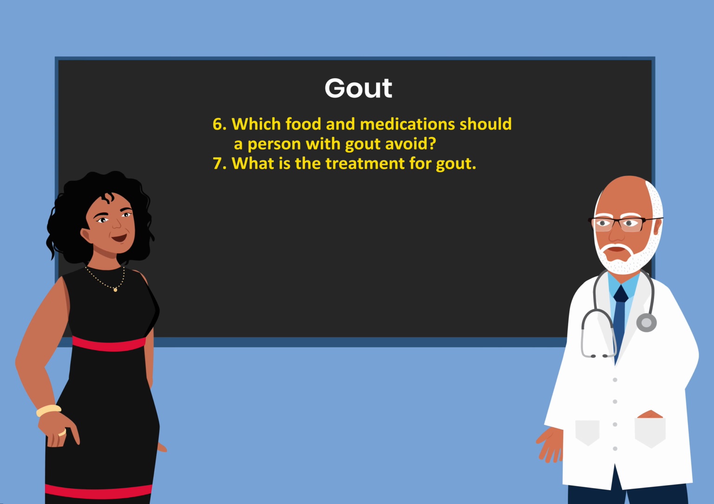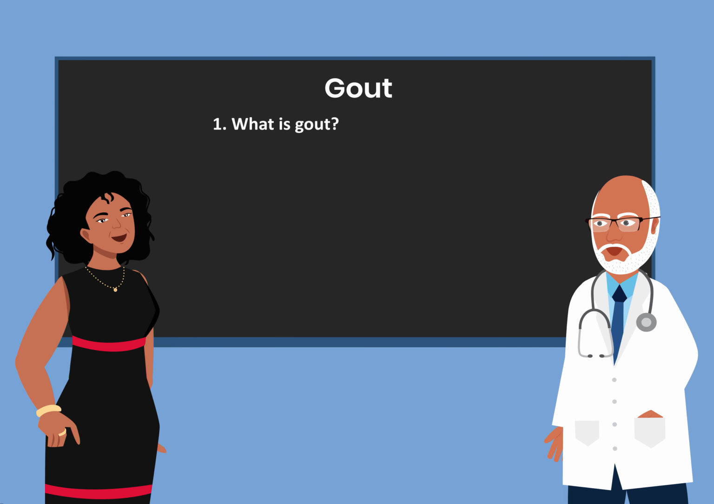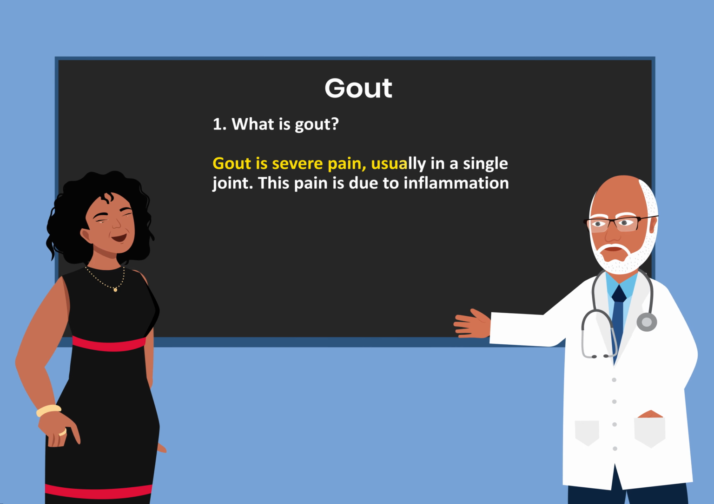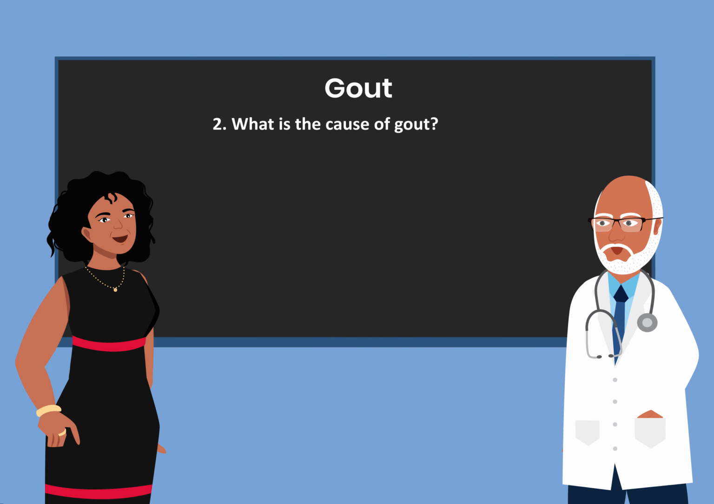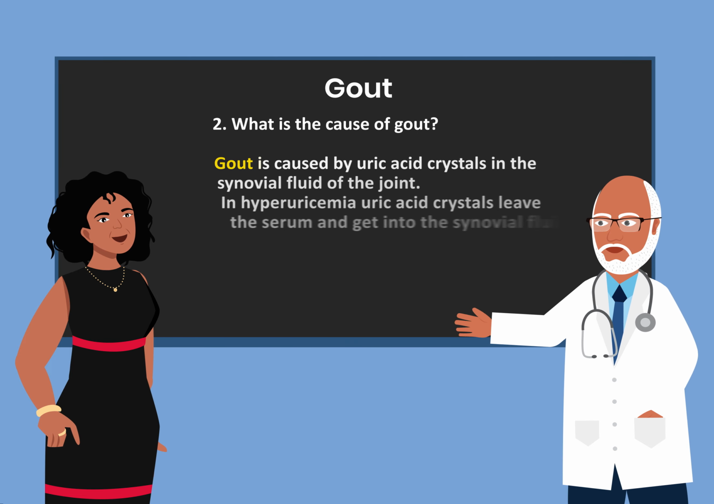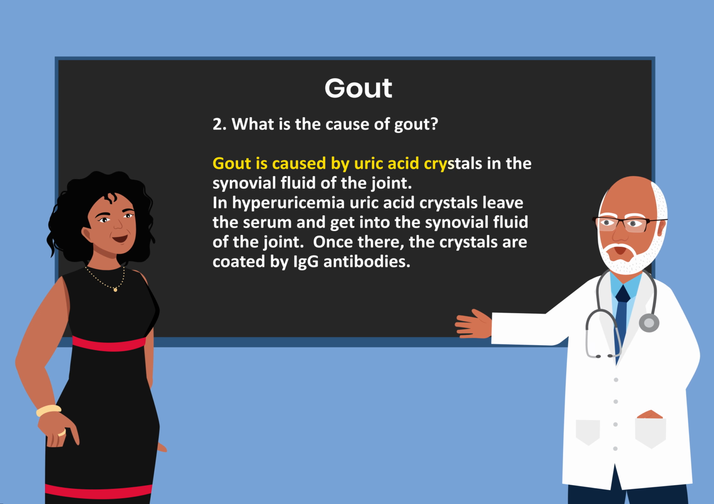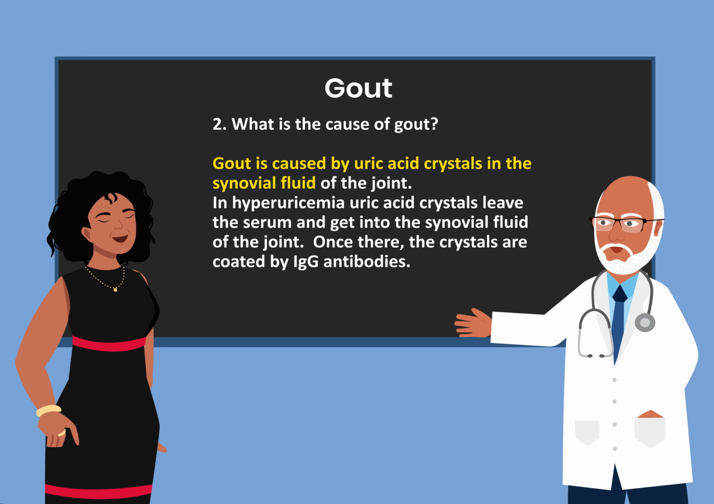Let's begin. Question 1. What is gout? Gout is severe pain, usually in a single joint. This pain is due to inflammation. Question 2. What is the cause of gout? Gout is caused by uric acid crystals in the synovial fluid of the joint.